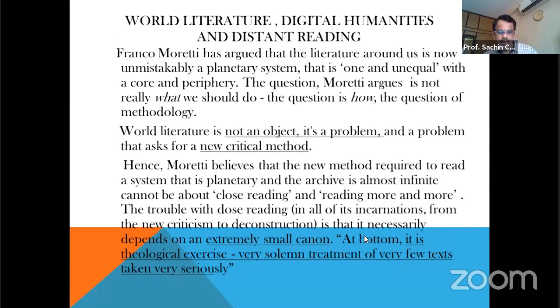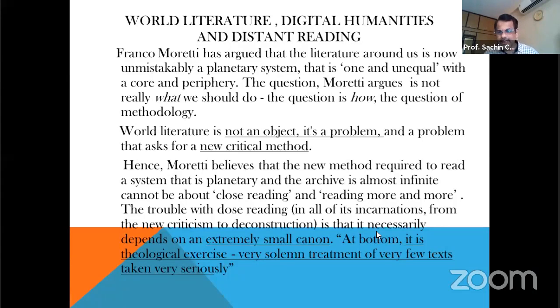So what we need is a different mode of reading and studying the text. And he said the trouble with close reading in all its incarnations, from new criticism to deconstruction, is that it necessarily depends on an extremely small canon. At bottom, it's a theological exercise, a very solemn treatment of few texts taken very seriously. So we are looking, according to him, at a very small data set.